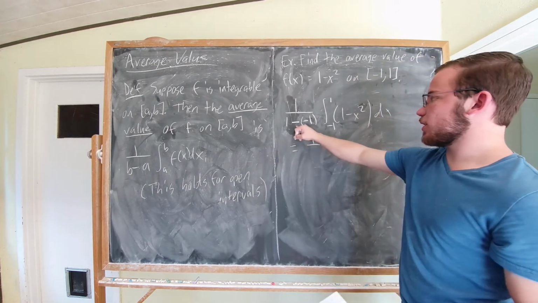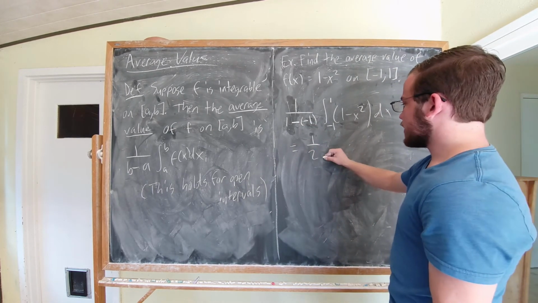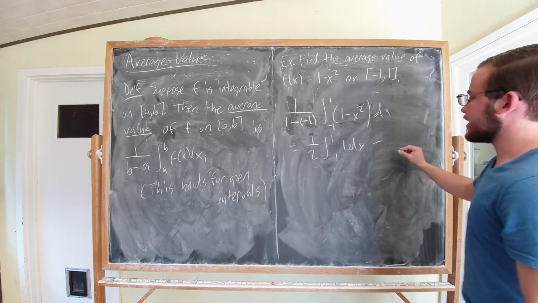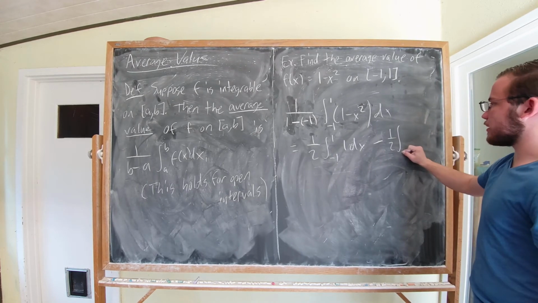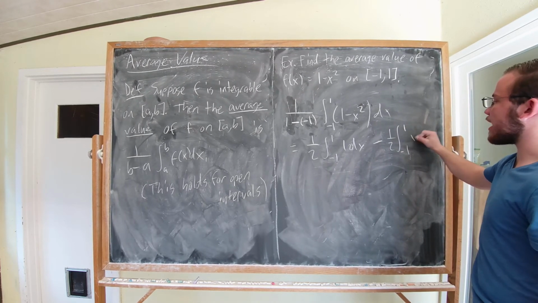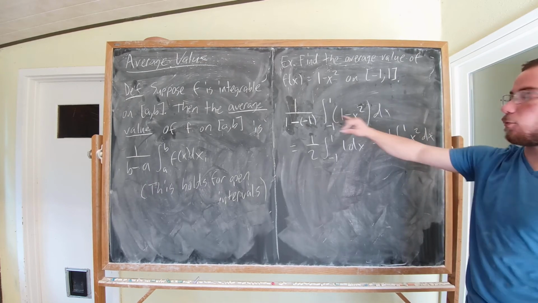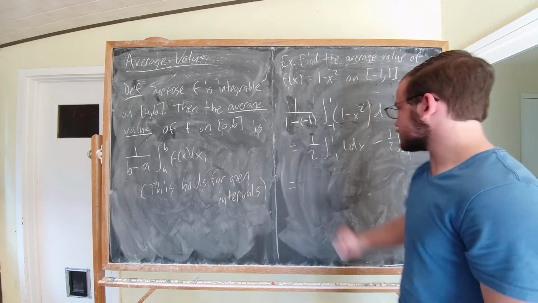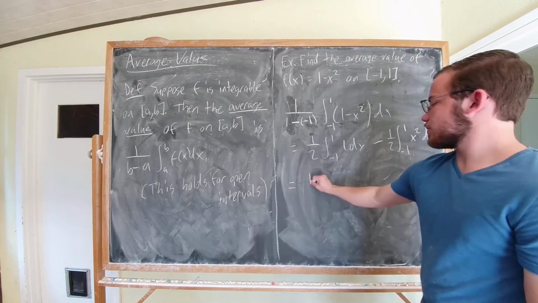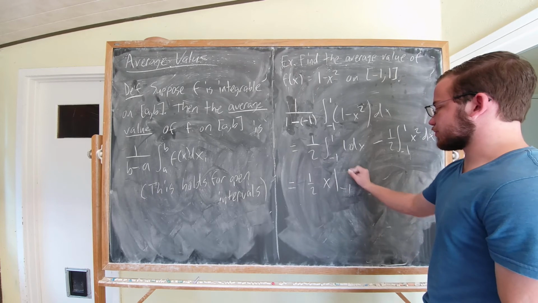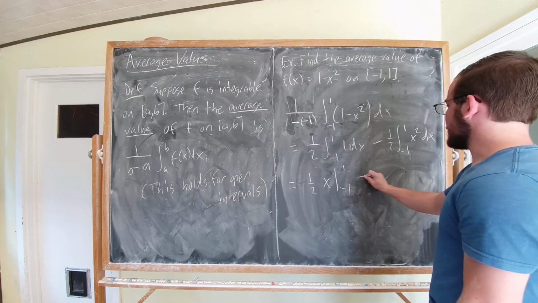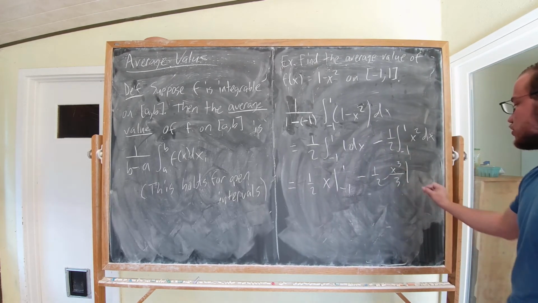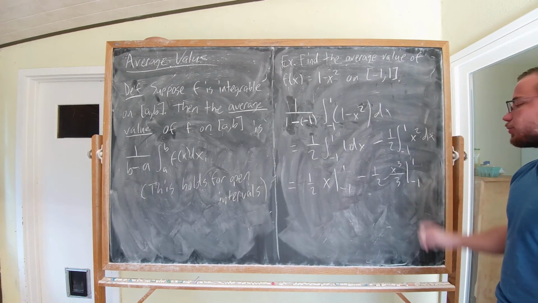This is 1 over 1 plus 1, which is 2. So it's 1/2 times the integral from -1 to 1 of 1 dx minus 1/2 times the integral from -1 to 1 of x squared dx, right? That 1/2 has to distribute. So what's that? Well, that's 1/2 times x, as x goes from -1 to 1, minus 1/2 times x cubed over 3, as x goes from -1 to 1.